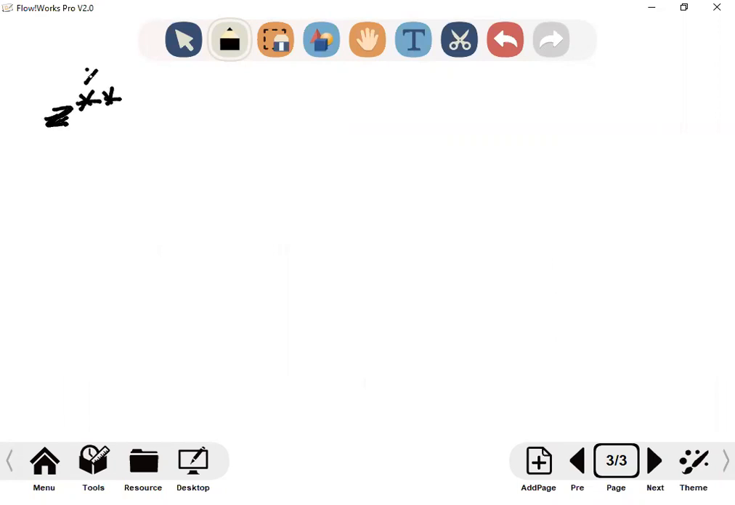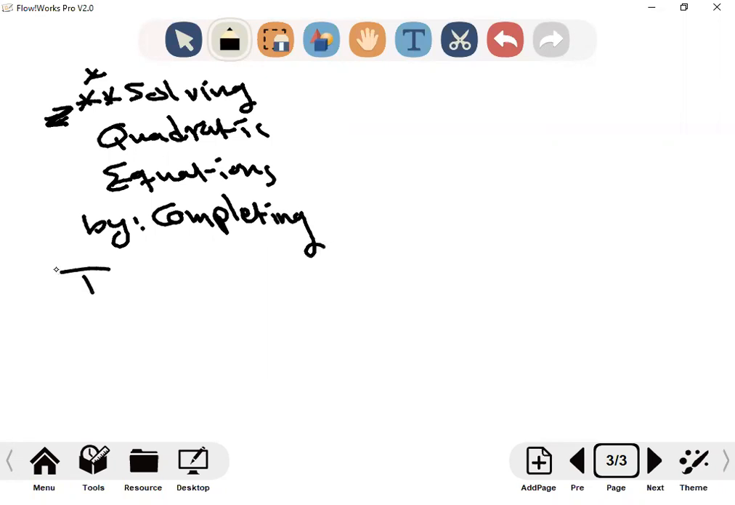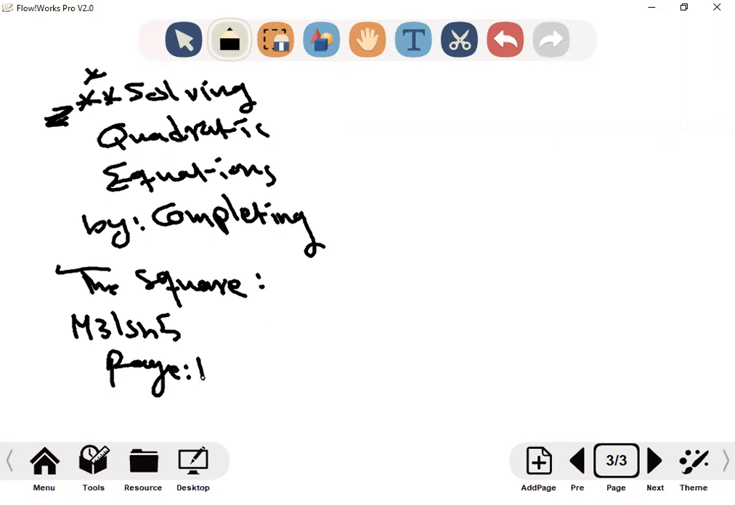Solving quadratic equations by, in the previous lesson, by what? Factoring. Today by completing the square. It is module 3, lesson 5. We are on page 173.